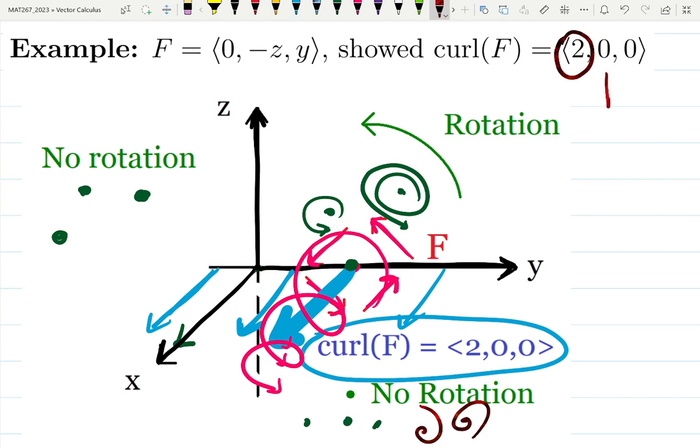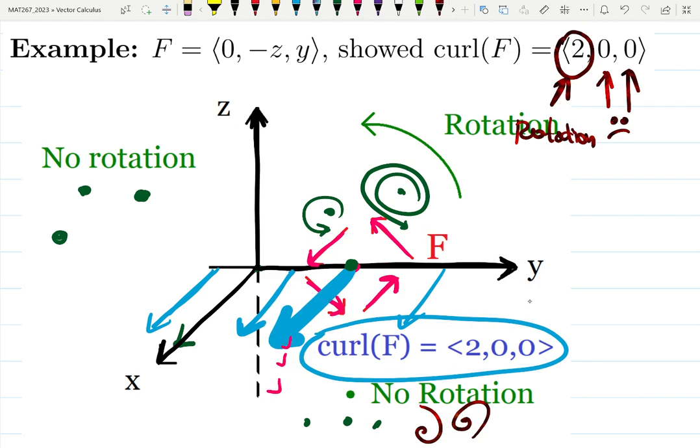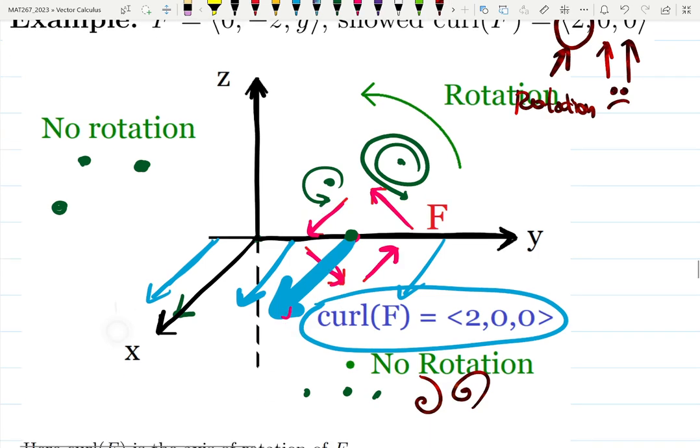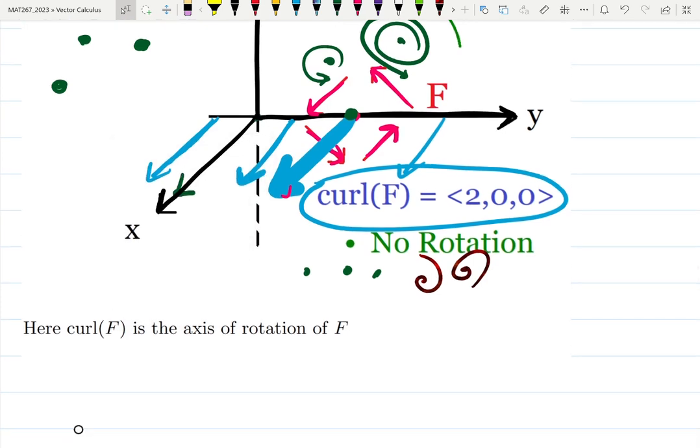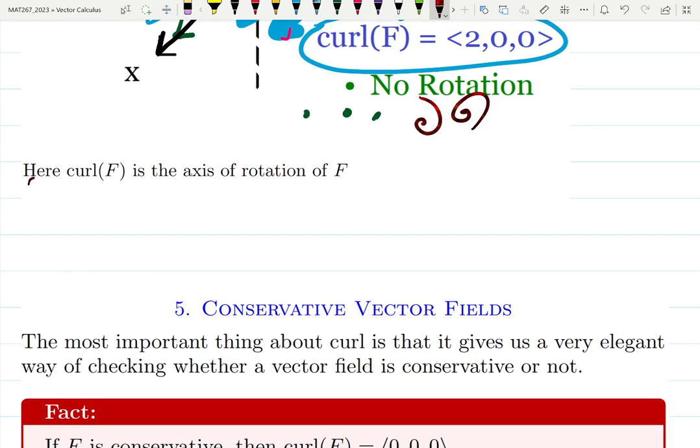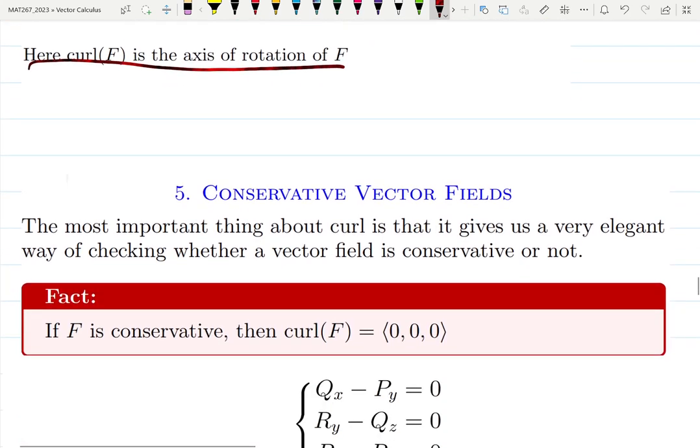So they say basically in these planes, there's no rotation, it's peaceful. But in this plane, there is a rotation, and it gives us the strength of it and location, and the axis of rotation is 2, 0, 0. Kind of. I'll show you more animation, and I think it will be more clear. But I do know, usually it's not clear at all at the very beginning. So you can write down, curl F is the axis of rotation of F.